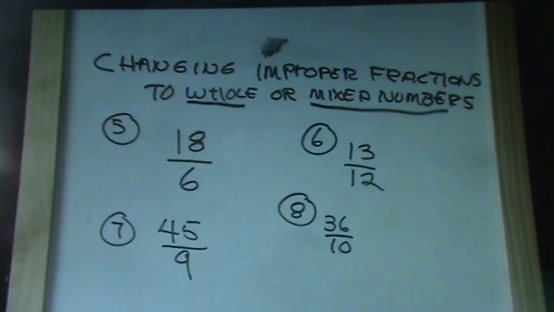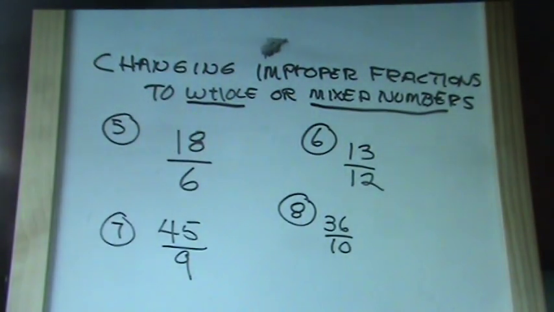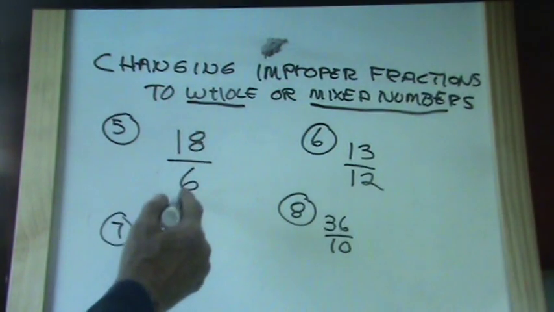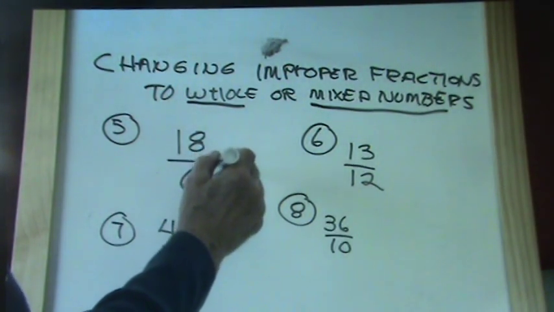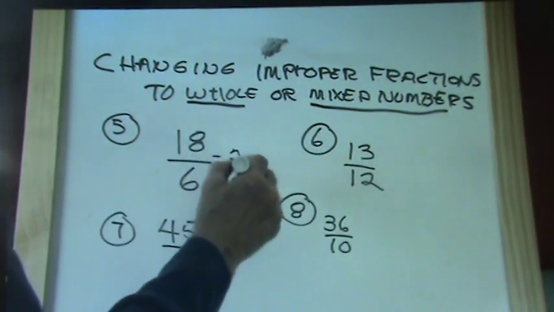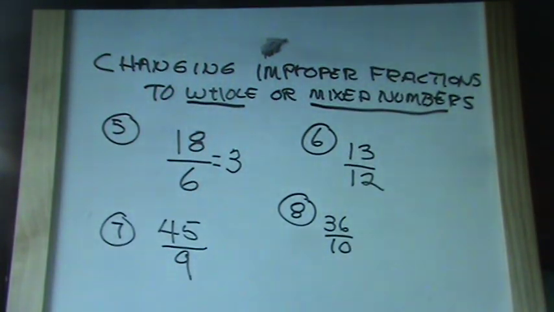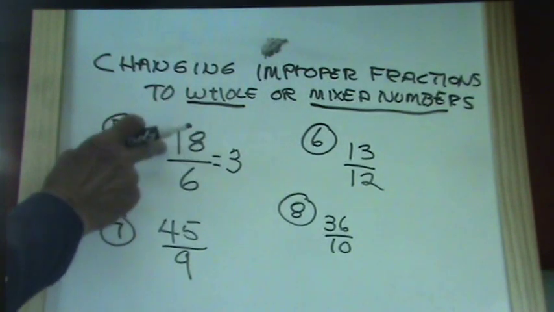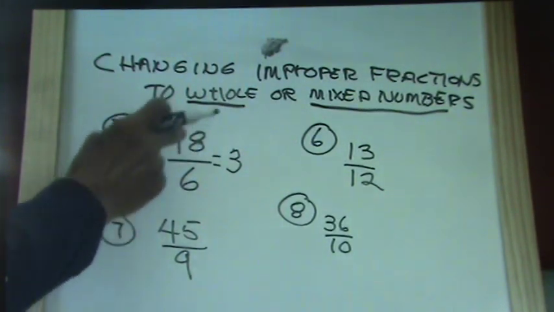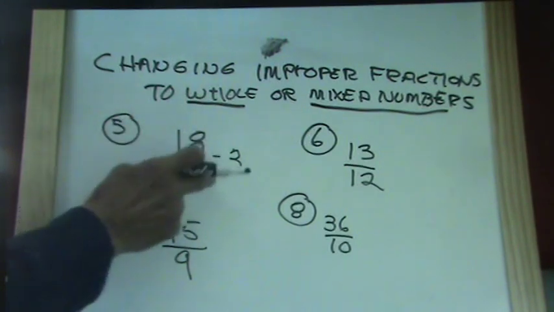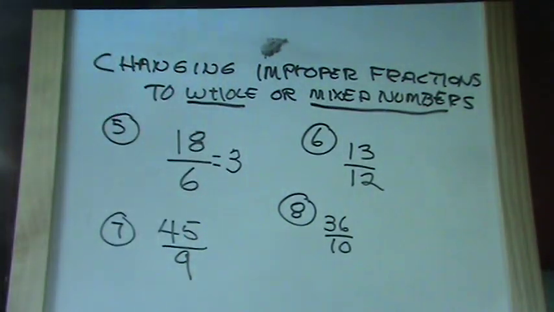Okay, well, let's see how we did. Let's go with problem 5. 18/6. Well, we divide 6 into 18. 6 goes into 18 3 times, and there is no remainder. So in this case, this improper fraction, we change into a whole number because 6 goes evenly into 18 3 times. So 3 is the answer.